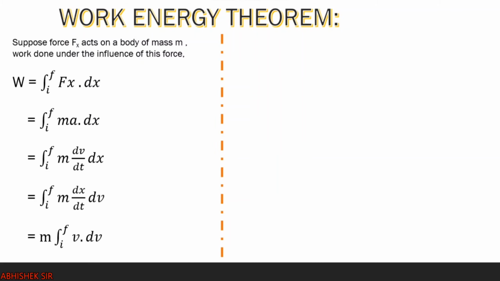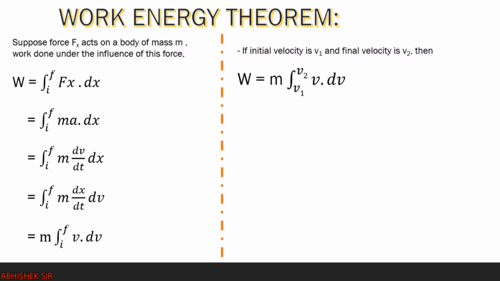See, step by step this process is very easy, but you have to focus. From force we obtain ma, mass into acceleration. From acceleration, dv by dt. Take the dt towards dx, so it will be dx by dt, and just replace dx by dt with v. Now let us suppose that initial velocity is v1, final velocity is v2. So instead of initial and final, we will write v1 and v2. So let us see how this equation looks: m integration v1 to v2 v dv. This we are finding is nothing but work done.